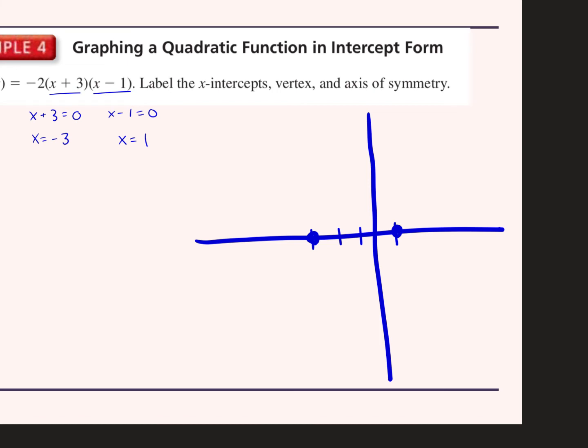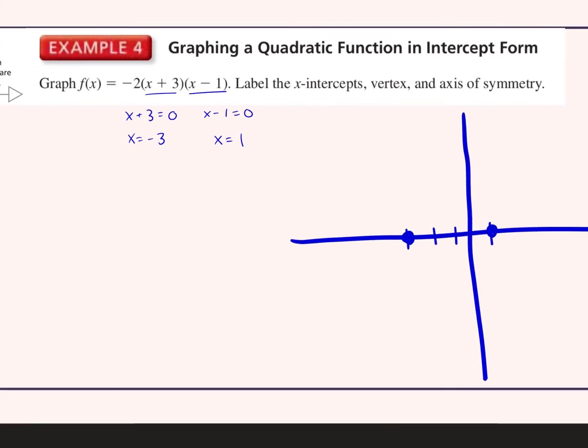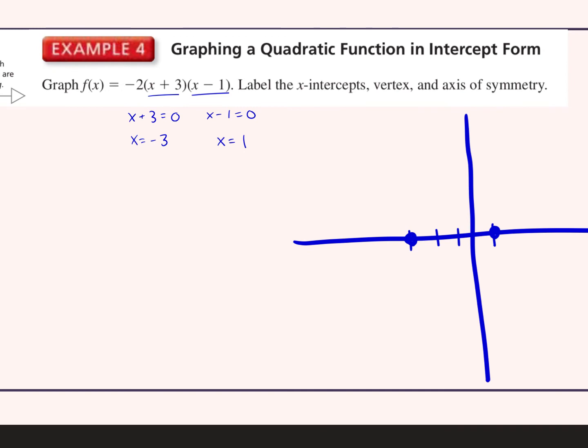So those are my x-intercepts. Yeah, the 2 is our A. We just ignore it. It doesn't really do anything. But it does tell us, if our A is negative, do we know which direction our graph is going to open? It'll open down. So that's what the A tells us. So these are x-intercepts.